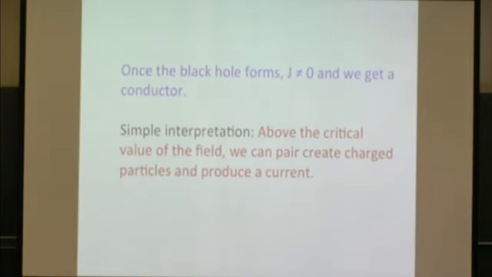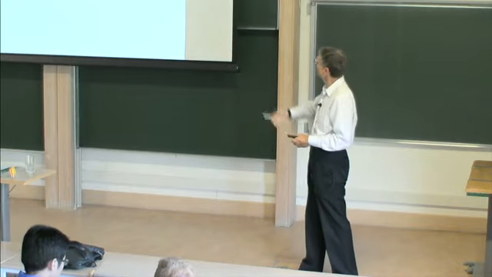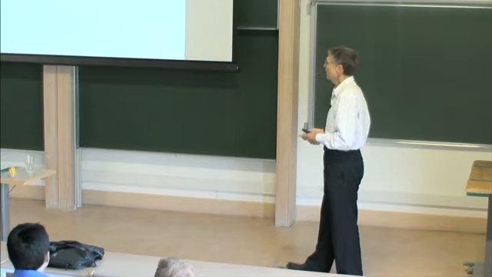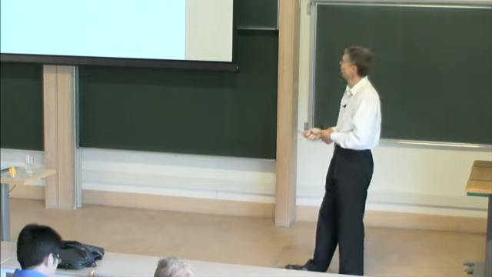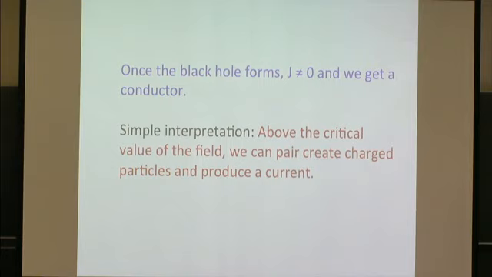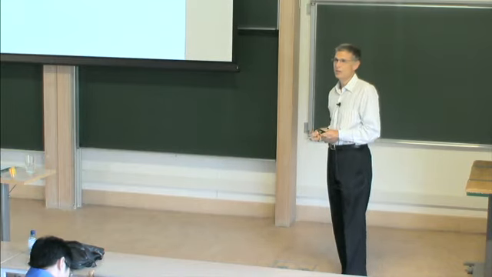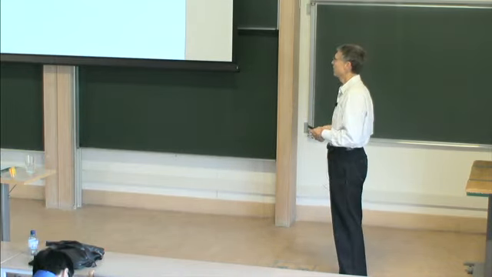That's, of course, exactly what you expect, because once the black hole forms, the current is non-zero, and the system starts heating up. And the interpretation from the dual field theory side, or from the insulator side, is that you have an insulator, but if you apply a strong enough electric field, you can create charged particles and induce a current.